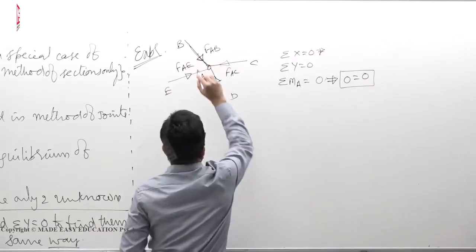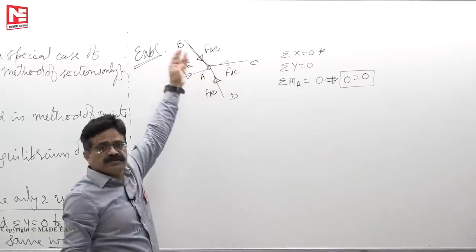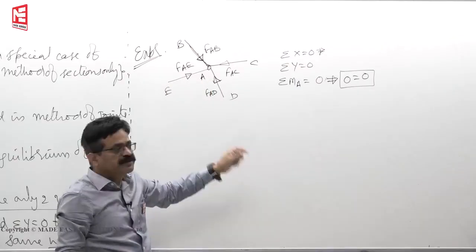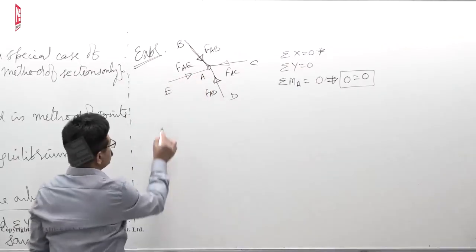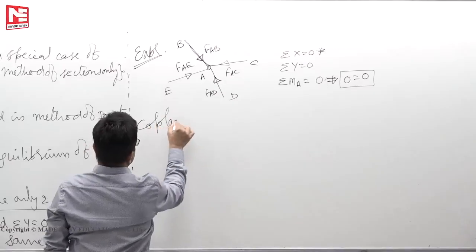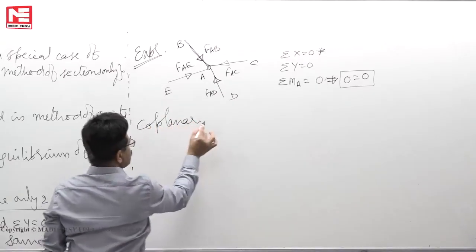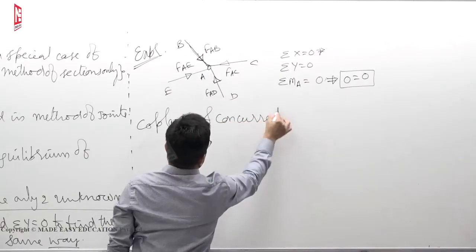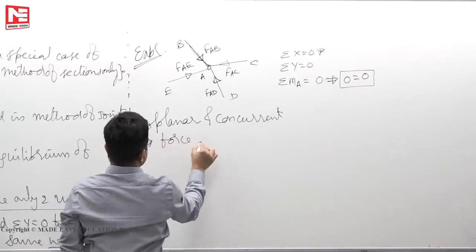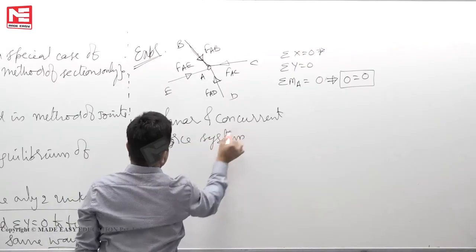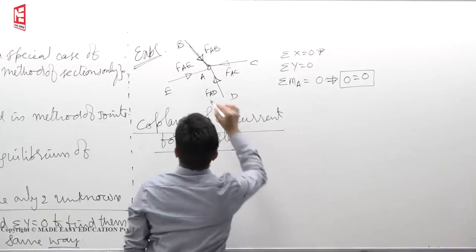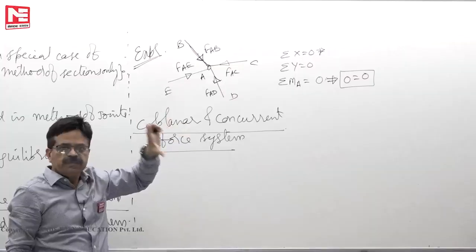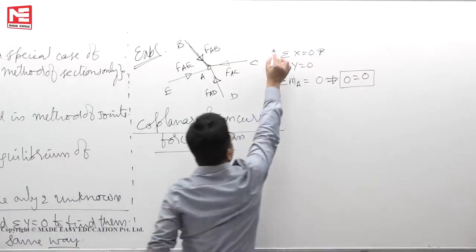So this system of forces, these are all in the same plane meeting at one point. It is a coplanar concurrent force system. Coplanar means lying in the same plane. Coplanar and concurrent force system. So, in a coplanar concurrent force system, the number of useful equations of equilibrium is only 2.